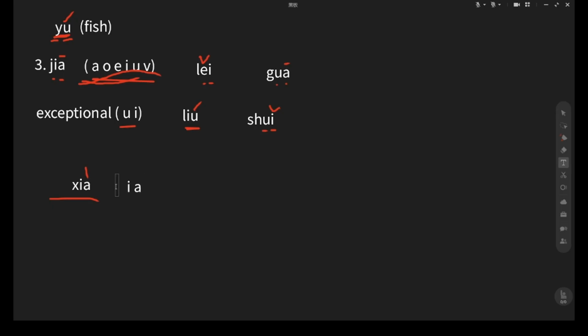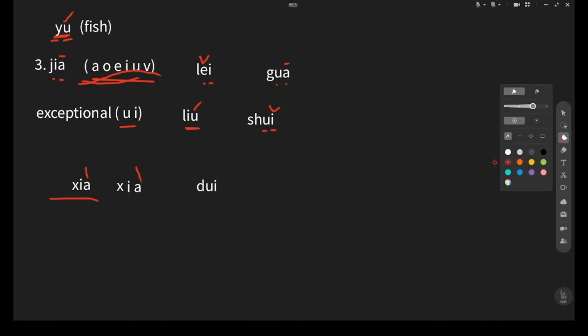So how to read this consonant? Xi, ya, xia. It's the correct tone, first tone. Xia, xia, xia. Right? So from vowel to consonant. This is the correct tone. Next example.